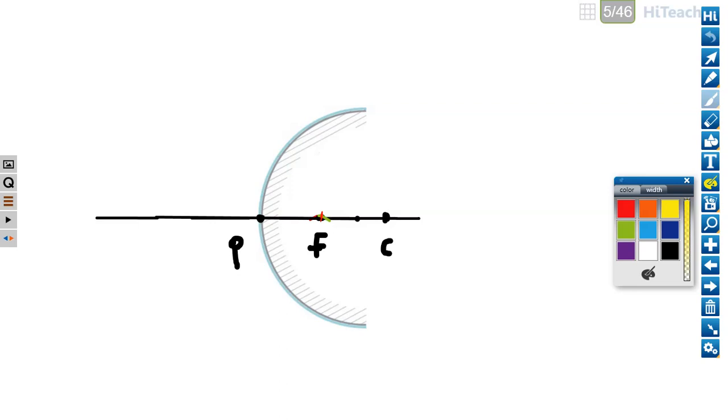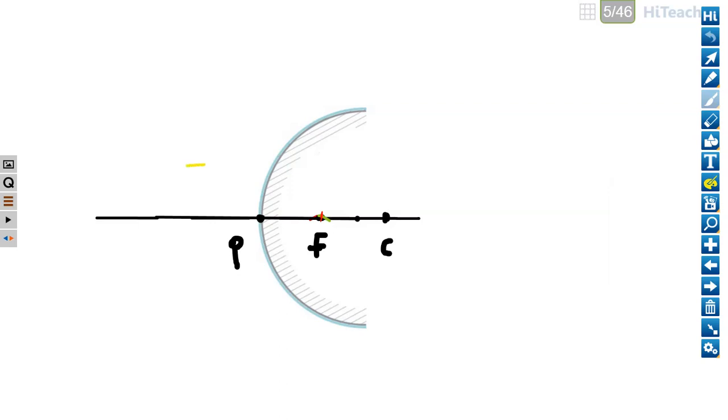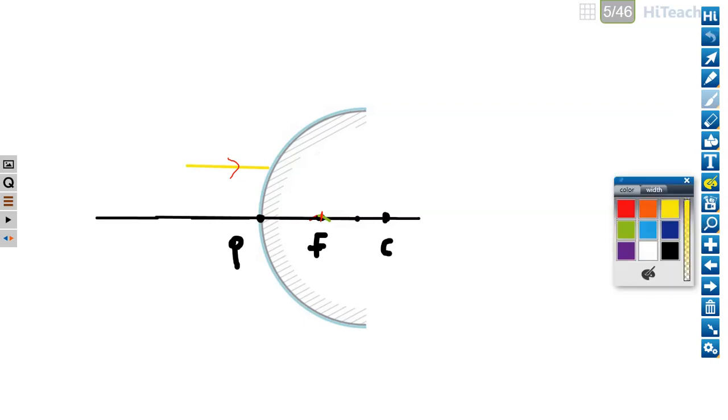This light is parallel. It will hit the mirror. Okay, but this one is parallel to what? To the principal axis. I'll show you the direction. It heads toward the mirror for sure. How will it be reflected first? I'll show you the reflected line by using a different color.